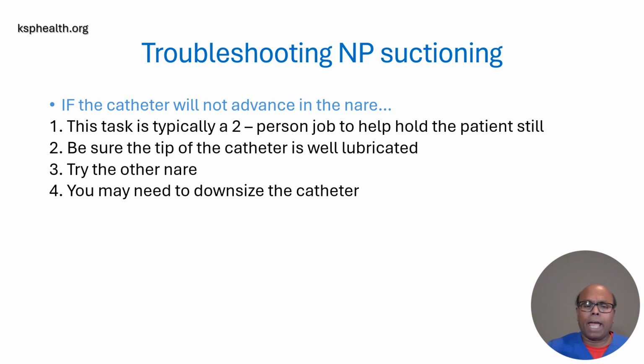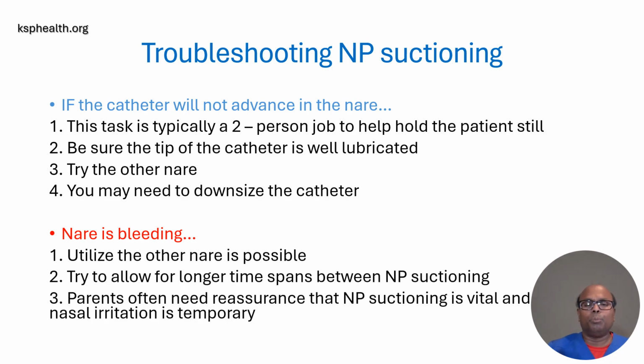If it doesn't work, try the other naris. You may need to downsize the catheter if it is too big. If the naris is bleeding, utilize the other naris if possible. Try to allow for longer times between NP suctioning. Parents often need reassurance that NP suction is vital and the nasal bleeding is temporary. Sometimes it's overwhelming for a child who has been traumatized, in their opinion, by the nasopharyngeal suction.